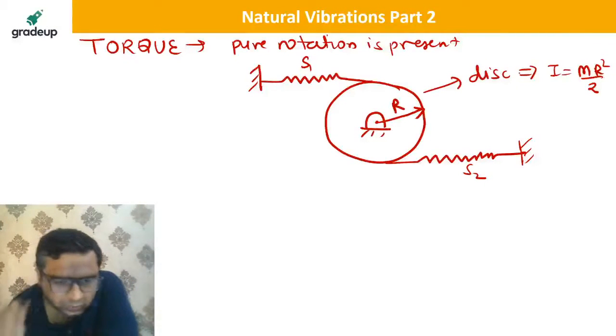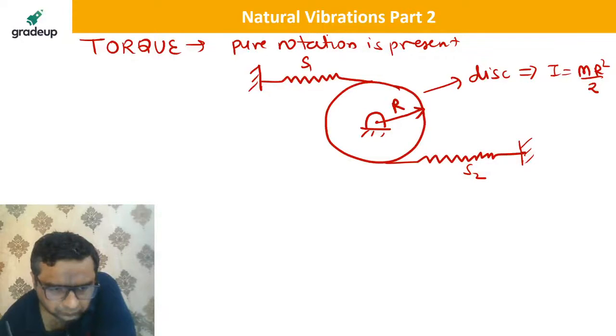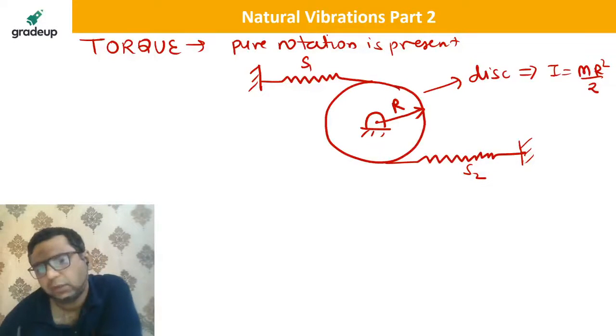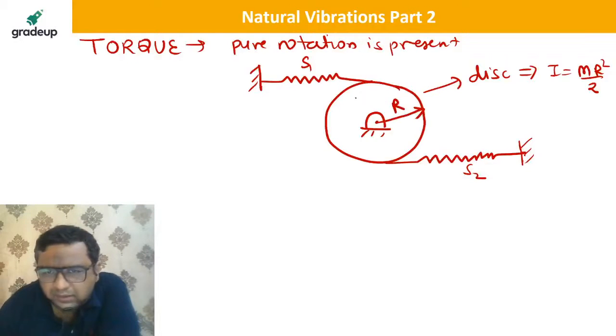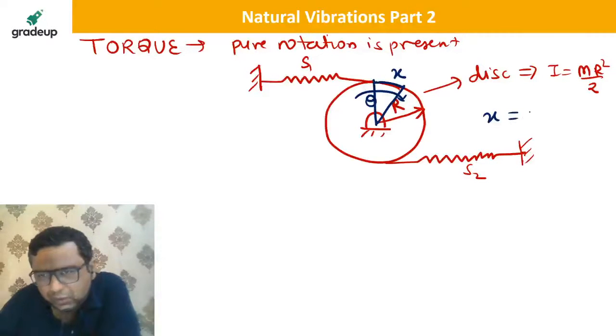So dear, let us see how to find out the natural frequency of vibration for this case. Just give a small displacement theta to this. So when it is rotated by theta, the spring will be displaced by x. x is going to be r into theta.